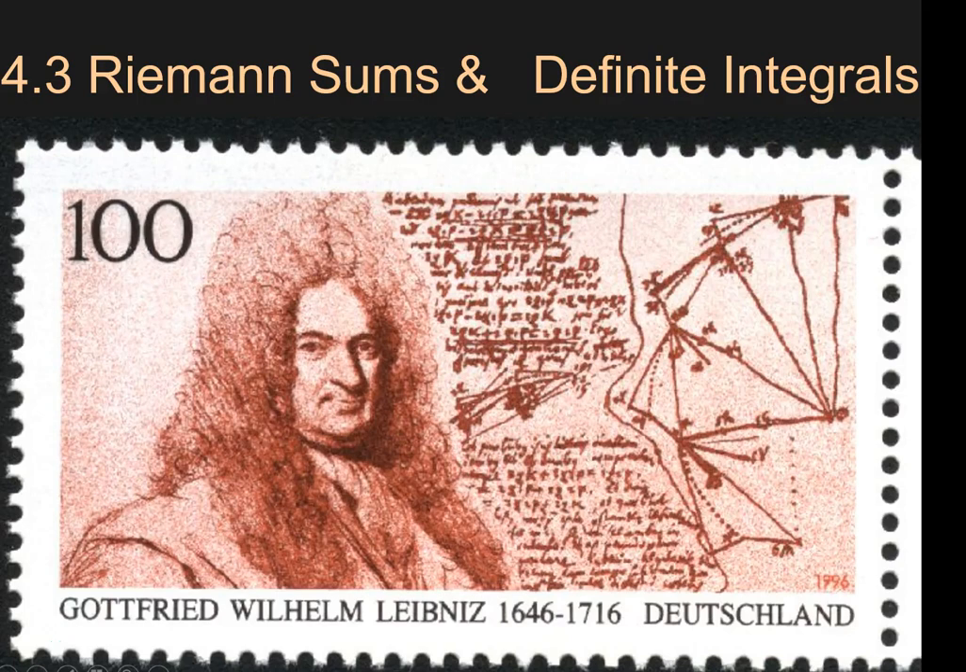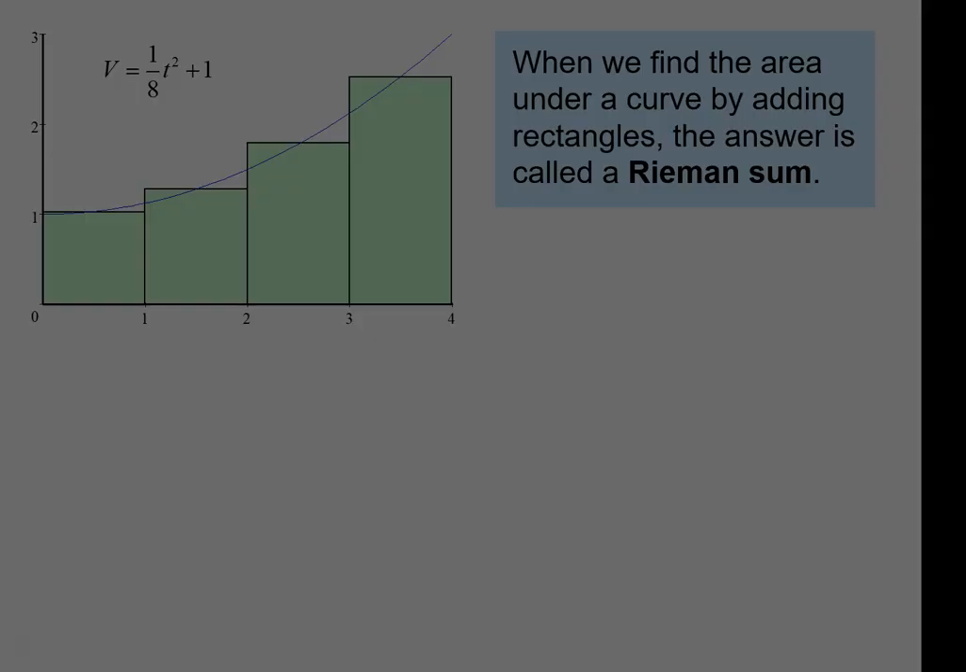Let's take a look at section 4.3, and the name of the section is Riemann sums and definite integrals. We're going to build basically on what we talked about in the last section. We talked about area under a curve. I'm going to try to put that together with stuff we did earlier in the chapter with the integration.